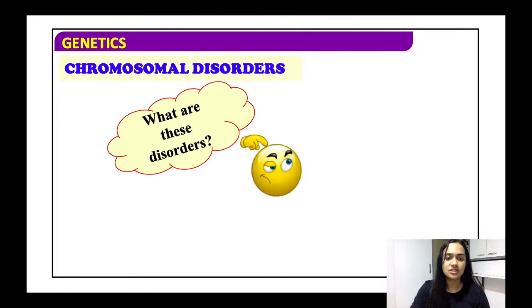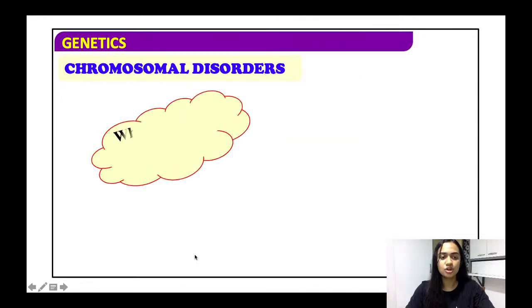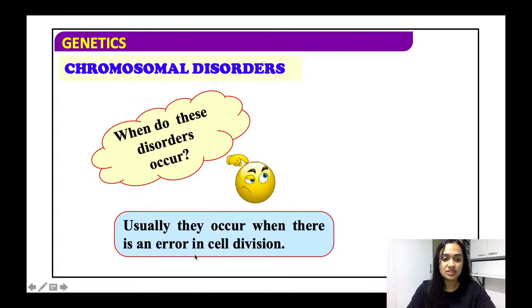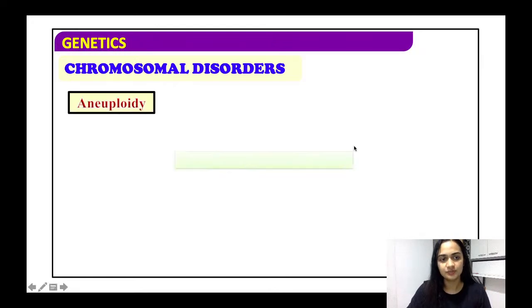Now, coming to the next topic, chromosome disorders. What is a chromosome disorder? It is caused by an error in the number or the structure of chromosomes. And where do these occur? They usually occur when there is an error in cell division. The disorders caused by errors in cell division are called chromosomal disorders. The ones that can be inherited from one generation to another are called Mendelian disorders.